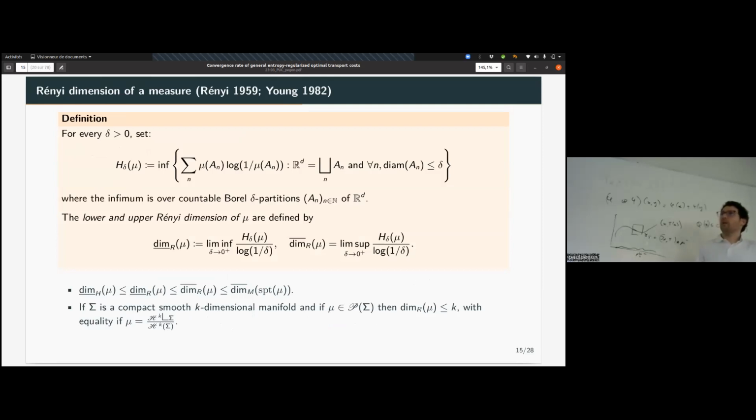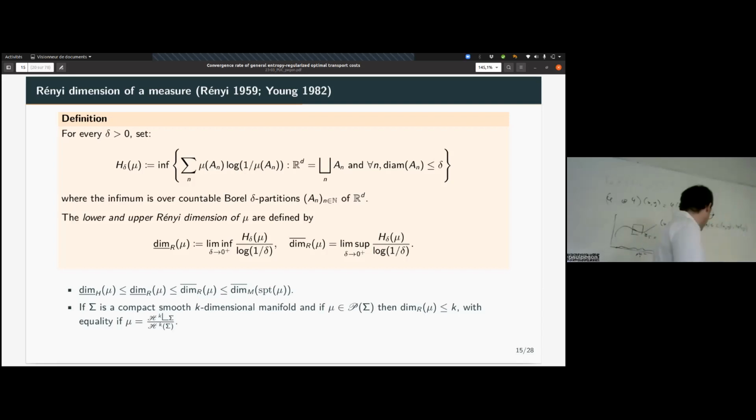Well, it starts this way. You consider a measure mu on R^d, and you look at all the ways to partition R^d into countable Borel subsets A_n of diameter less than delta. So we call it a delta partition. And you look at this sum of mu of A_n log of 1 over mu of A_n, and you take the infimum over it. And then the behavior of this quantity H_delta as delta goes to 0 is a kind of dimension, in some sense.